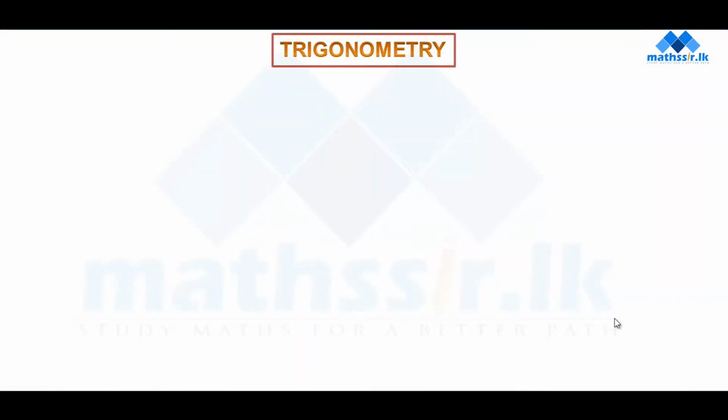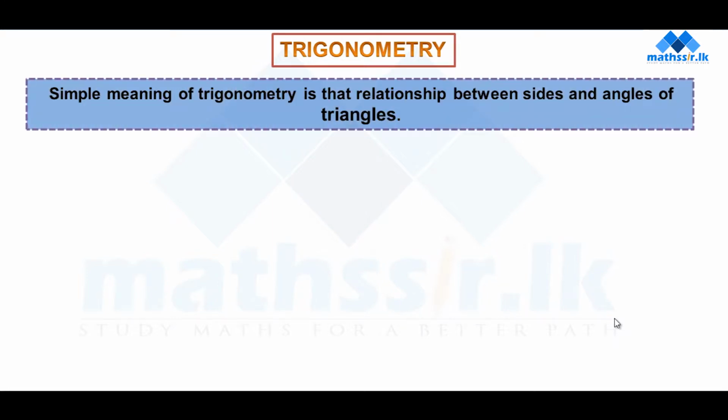Today we are going to learn about trigonometry. Let's see today's topic. Trigonometry. Trigonometry means measurement of triangle. The simple meaning of trigonometry is the relationship between sides and angles of a triangle.